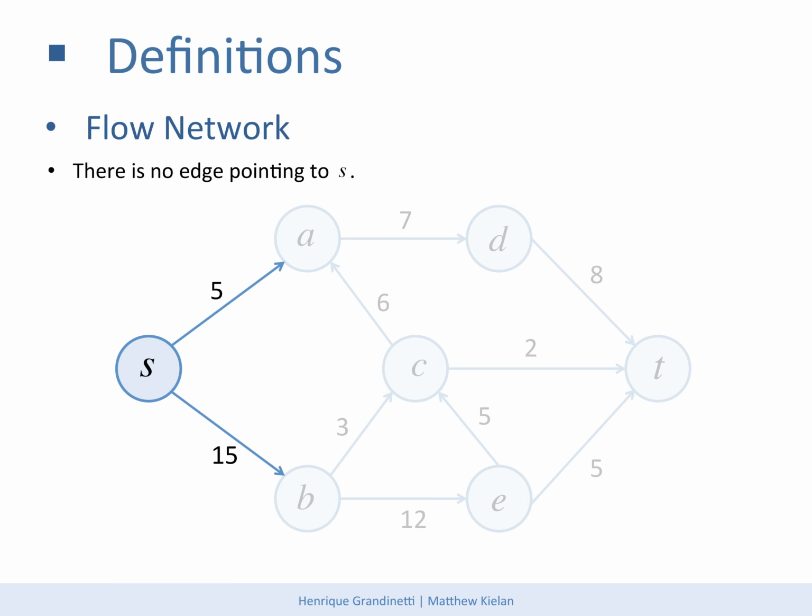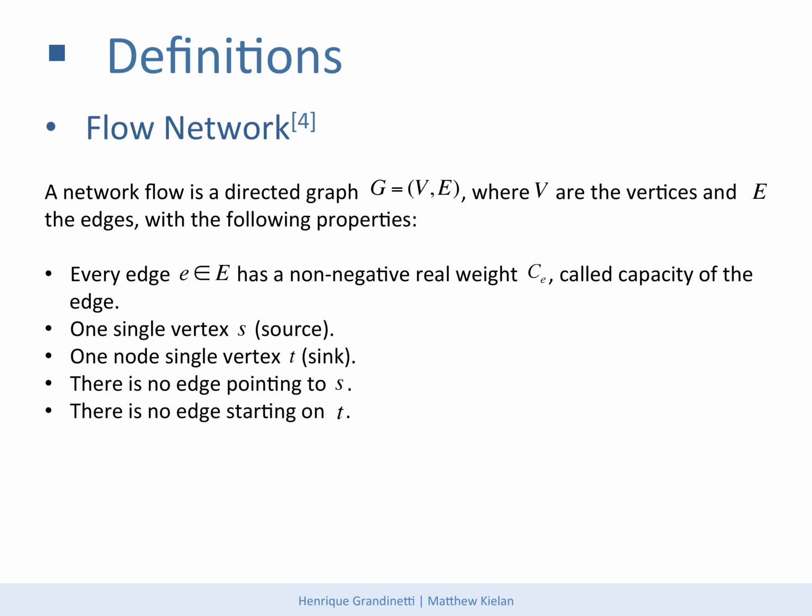The graph also satisfies the property that there is no edge pointing into S, so there's nothing flowing into the source, and there is no edge starting at T, which means there's nothing flowing out of the sink. Here I'll let you stare at the definitions for a second while I mention my original example of the mesh network. Imagine that every single edge represents a direct connection between two computers, represented by vertices, and that the edge weight is the max bandwidth of that connection.